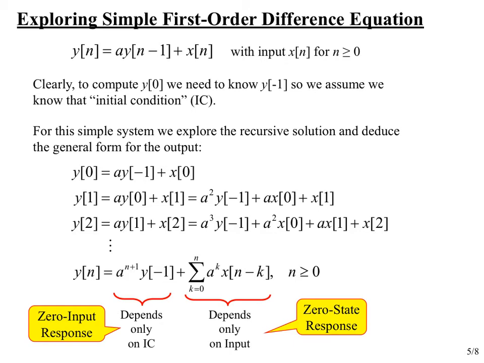In fact, we can deduce what this thing looks like, and we can see that we end up with 2 different parts. One part here depends only on the initial condition, and the other part depends only on the input. And so that's nice. We can separate this into 2 different parts.